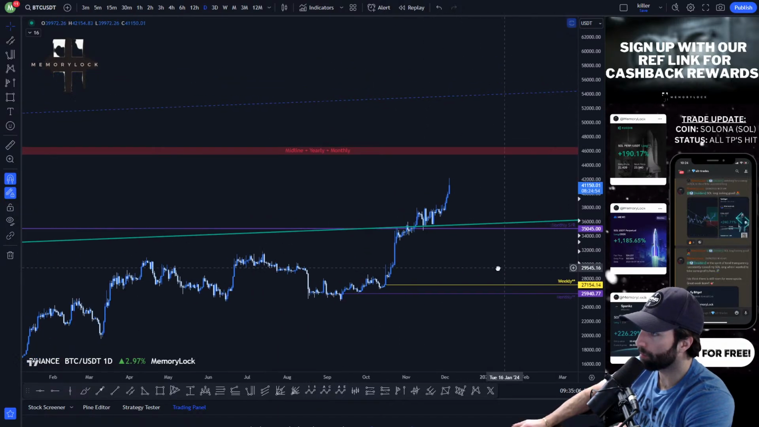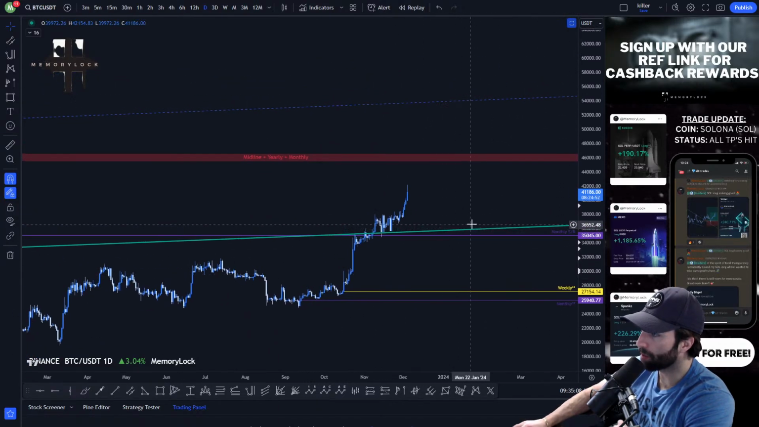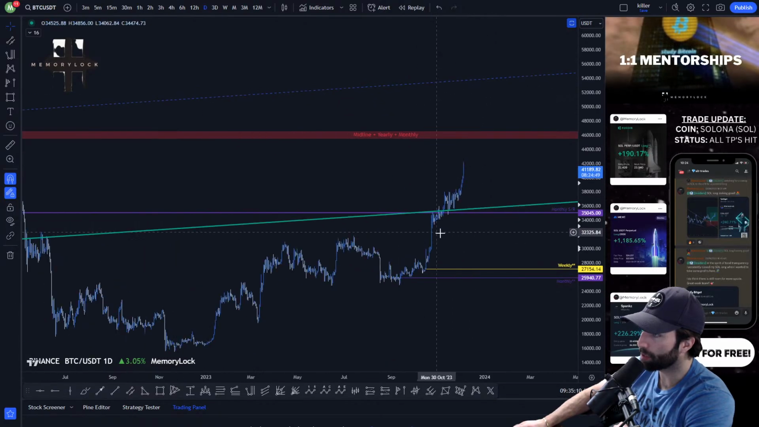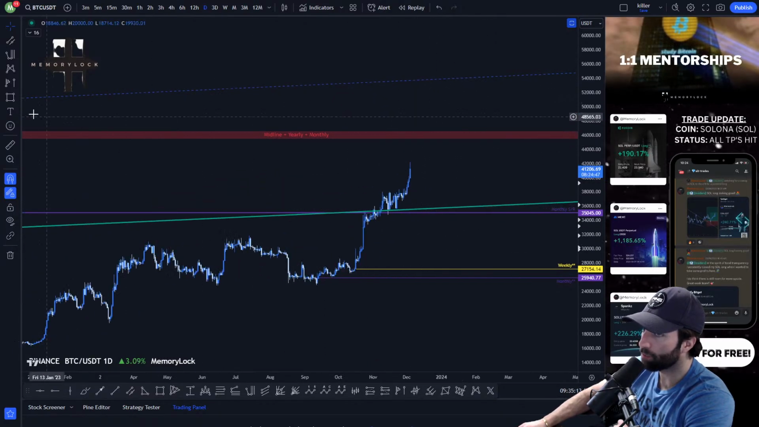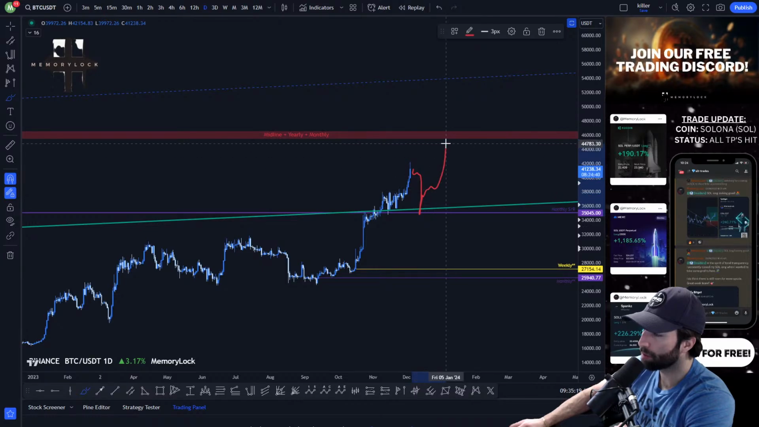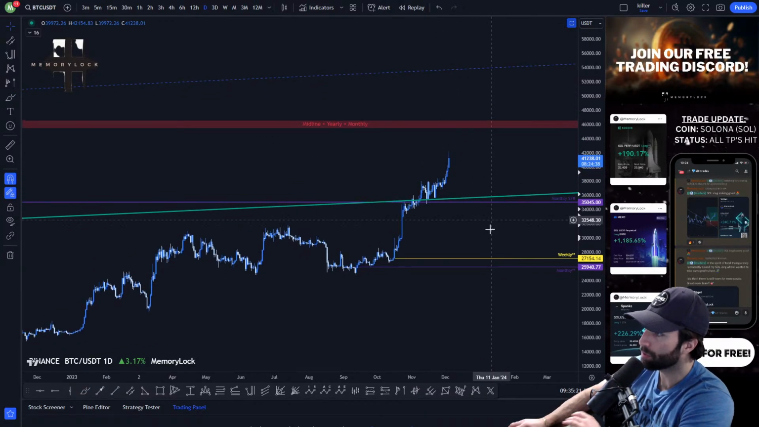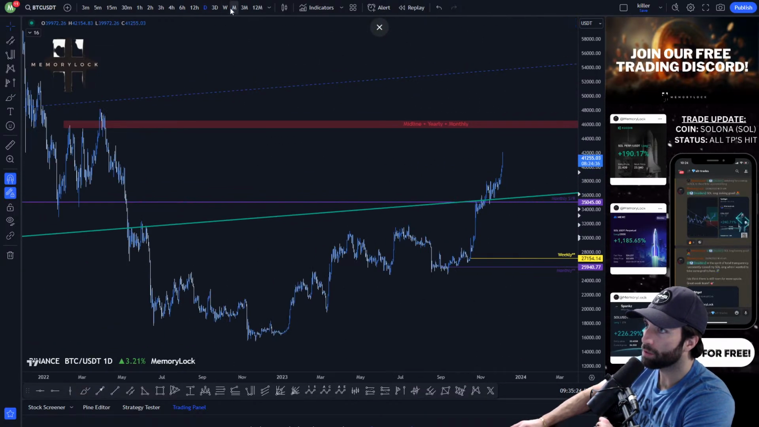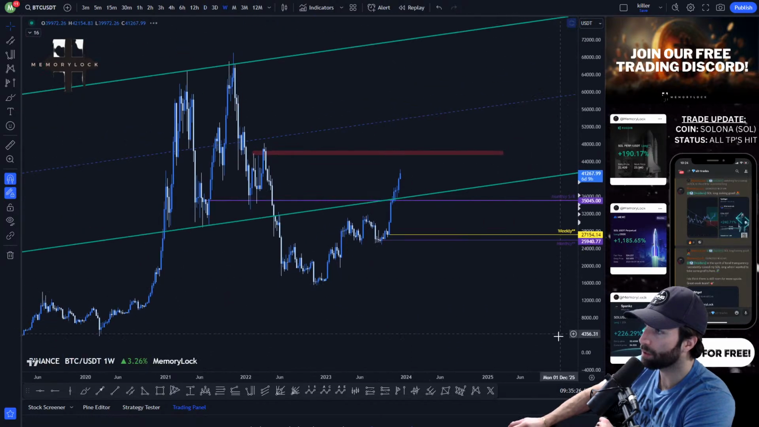Yeah, I like that. So this zone would be another backtest area for me that I'd potentially look to long, if we got a really big flush, say something like this. Again, I might be interested in longing that. So let's go ahead and just zoom out really quick here.